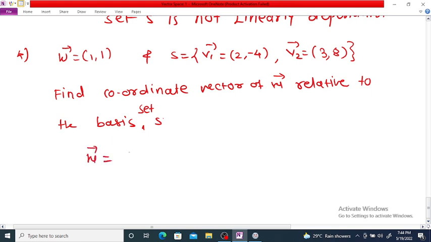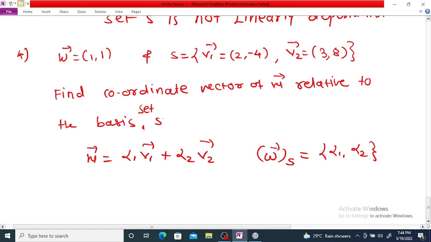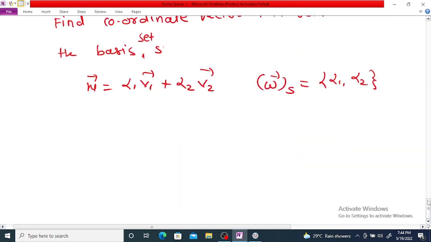So first of all we want to write W bar as alpha 1 V1 bar plus alpha 2 V2 bar. Then what is the coordinate vector here? W bar, we related to the basis S is alpha 1, alpha 2. So we want to determine the value of alpha 1 and alpha 2.